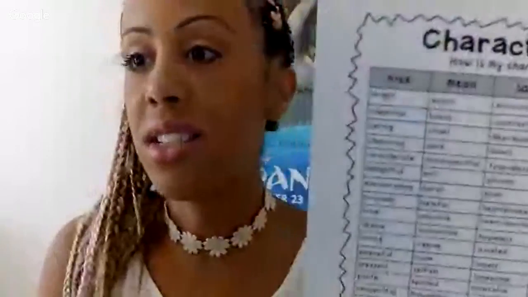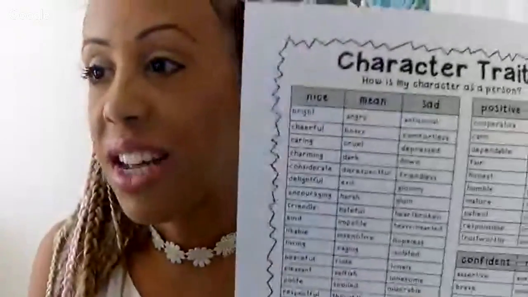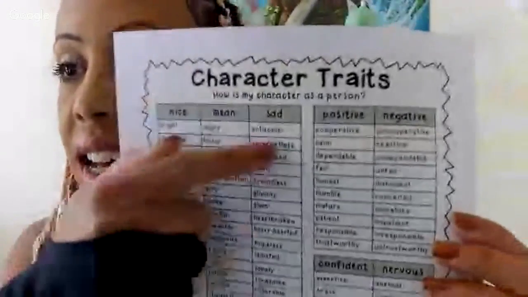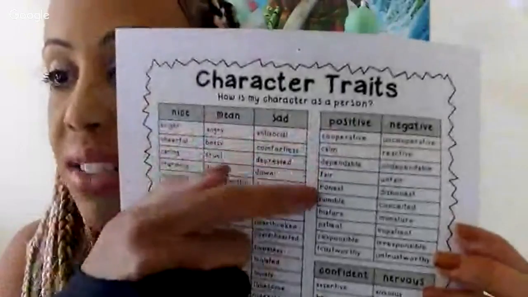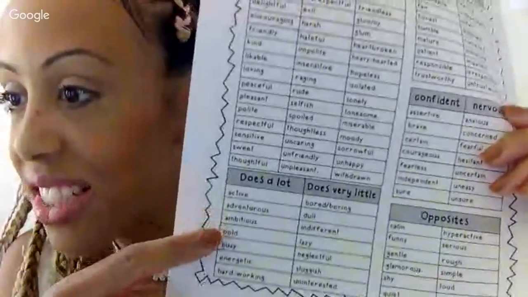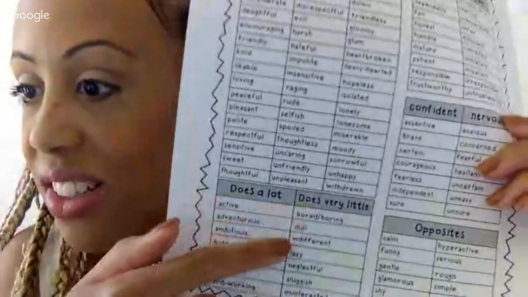Another thing you can do, I got this off of Google. You could probably just Google it too. It's called character traits, and I keep it right next to my desk. It has different types of personality traits, positive and negative traits. Hopefully you can see it. It looks like it's backwards on the screen, sorry, but you get the idea. It has active, adventurous, and things like dull, doing very little, and you get the idea.